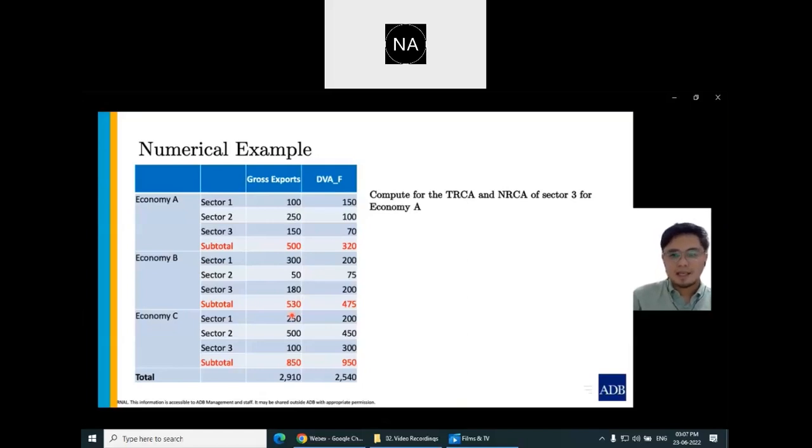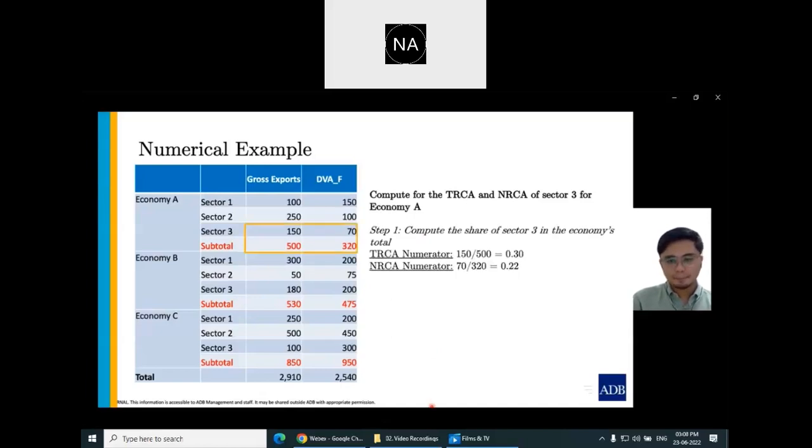Now let's have a numerical example. This is a numerical example in calculating TRCA and NRCA. Suppose we need to compute the traditional and the new revealed comparative advantage index of sector 3 for economy A. So let's focus on sector 3. Now, so that it's easier for us to track the calculation, let's compute the numerator and the denominator separately.